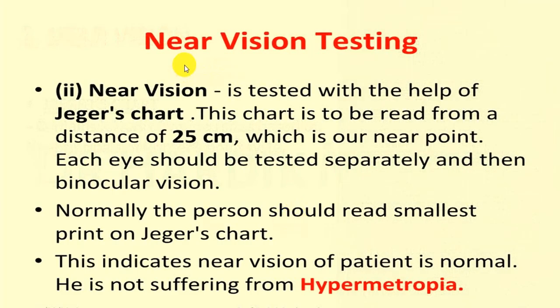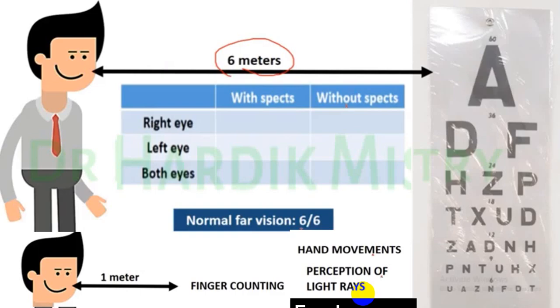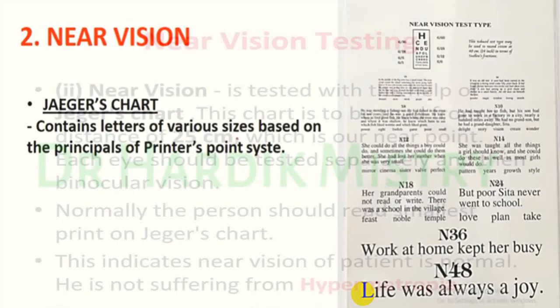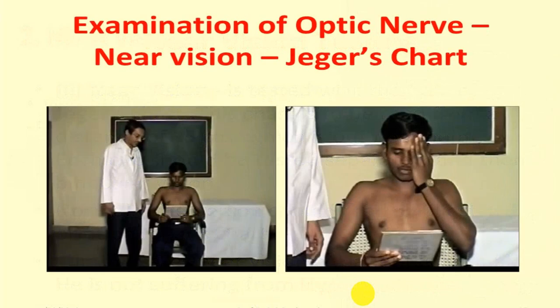So we usually say that near vision is tested when you keep the card at a distance of 25 centimeters. And if he is able to read all the letters, we say his near vision is good. If near vision is affected, we call that hypermetropia. And if distant vision is affected, then we call it myopia. So for examination of near vision, you have to keep a fixed distance, approximately 25 centimeters, and then ask the person to read. The person should be able to read very clearly at a distance of almost 1 to 1.5 feet.